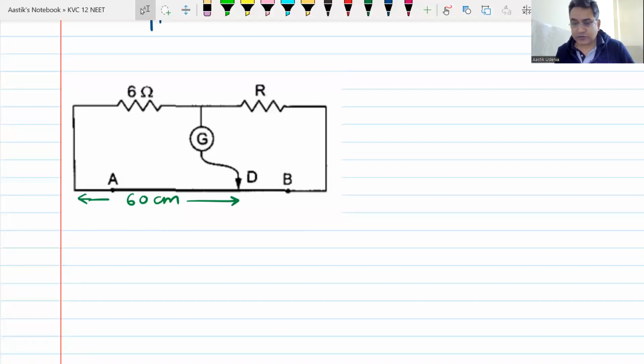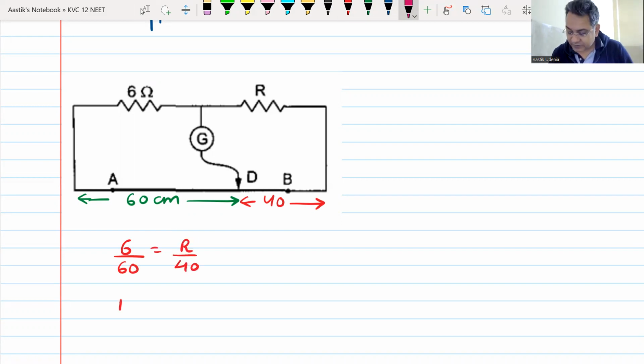So how are we supposed to get the answer? This is 60 centimeter, so this will be 40 centimeter, yes or no? Yes, sir. It is a balanced Wheatstone bridge, so after that it is very simple. 6 divided by 60 should be equal to R divided by 40. From there you can find out the value of R. R will be 4 ohms. We understand this? Yes, sir.